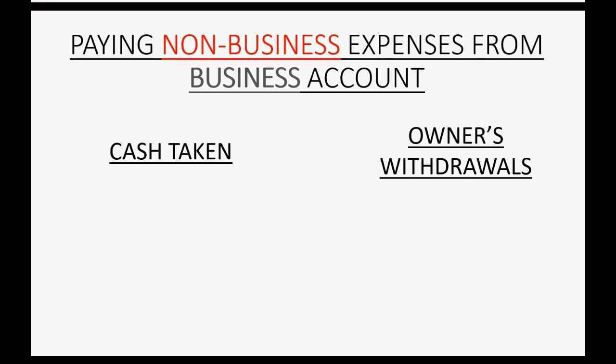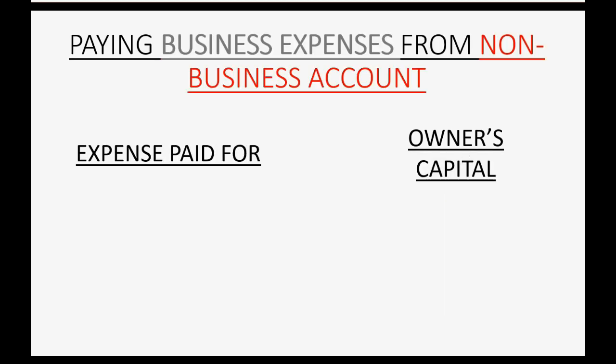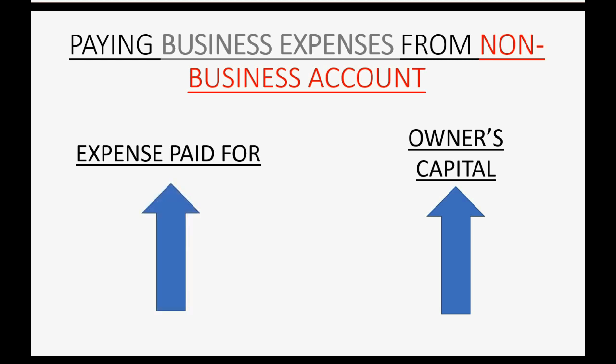Now, what happens when we pay a non-business expense from a business account? Well, the cash that we took out of the business obviously decreases, and we have more owner's withdrawals if we're paying non-business from a business account. So then if we do the opposite, if we pay a business expense from a non-business account, then we have the opposite of withdrawals. We have owner's capital. And whatever expense or service the business used would increase the amount we would record for that expense.